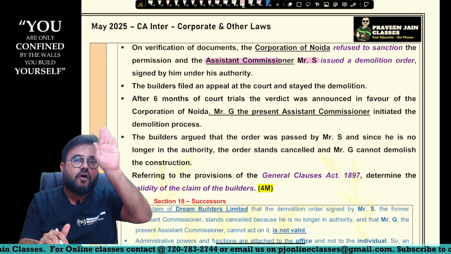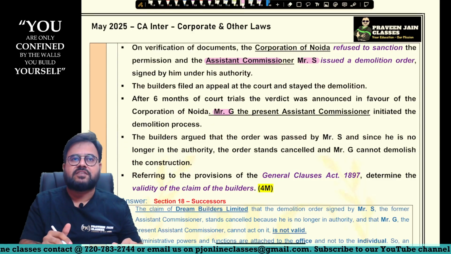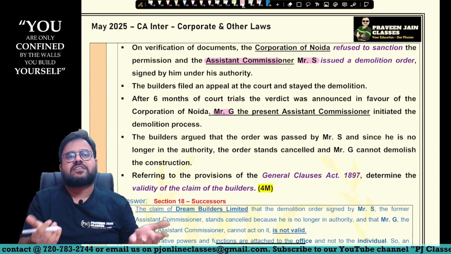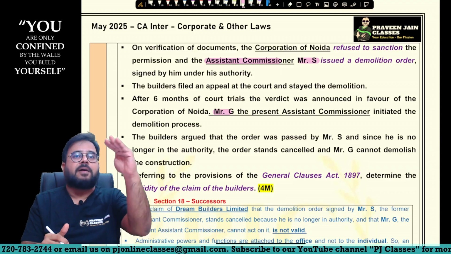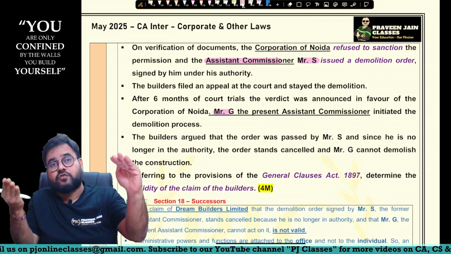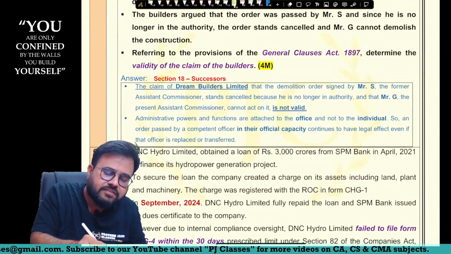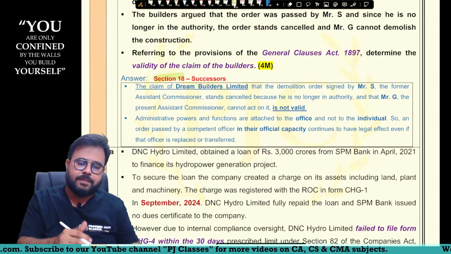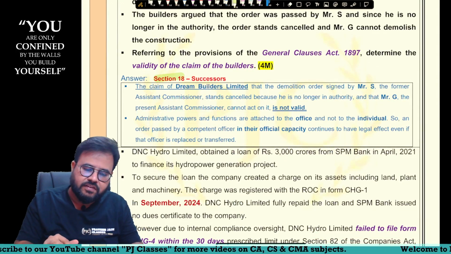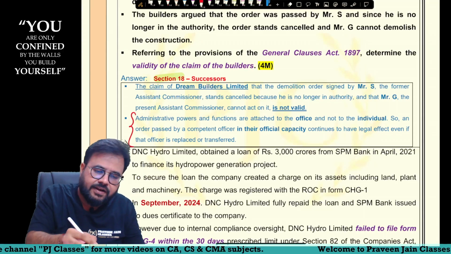So today this office is represented by Mr. S. Tomorrow it will be represented by Mr. G. Can I say this is the concept of successors? So if one person has passed that order, sir, that will continue moving forward also, even if that person is not there, sir. That was the concept which was brought in General Clauses Act section number 18, sir. So you can just see this thing, sir. Now this is one line which I added for better understanding.